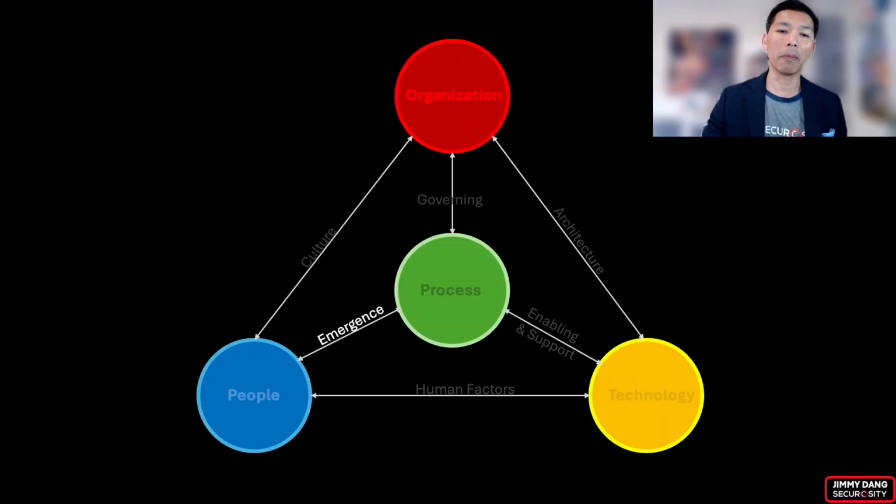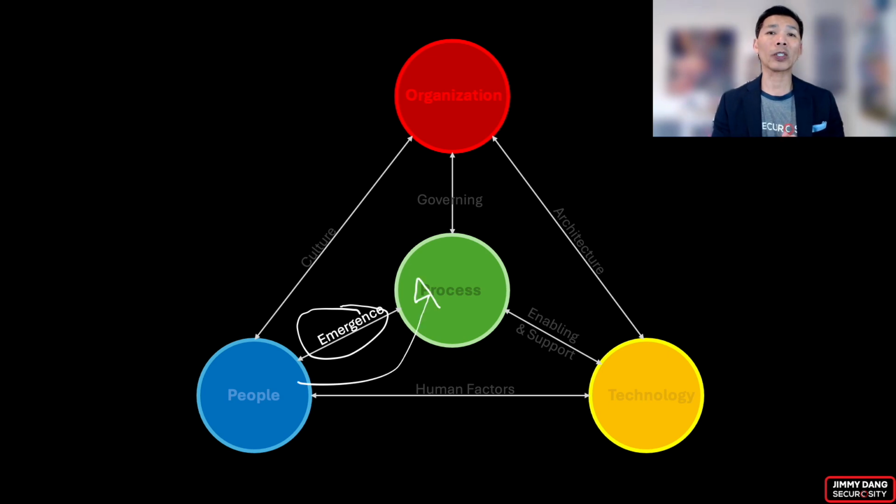Next up is the emergence dynamic connector. It connects people to process. It focuses on how people perform their work and that can lead to new opportunities, processes, practices, and ways of doing things. Emergence often arises when people find more efficient, accurate, or easy ways of doing work.